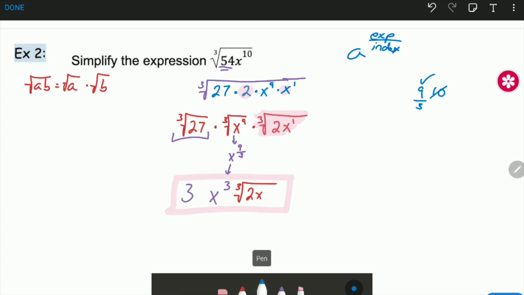And if I want to write it a little bit nicer because that spacing's kind of bad, 3x to the 3rd cube root of 2x. Just as a little bit prettier of a way of writing it because my spacing between the 3 and x is pretty drastic.